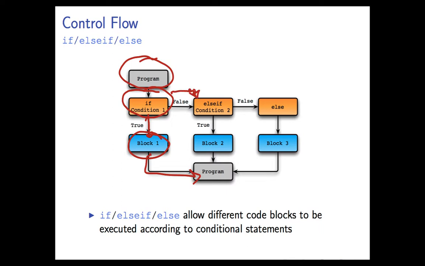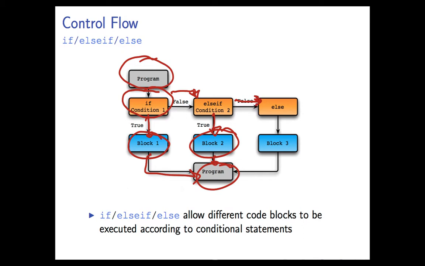If condition 1 is false, we move on to a second condition, condition 2, and that's checked. And if that's true, we move down and we get block 2. Block 2 is executed, and then we move back to the program and continue, and block 3 is never touched. And in that case, since condition 1 was false, block 1 isn't touched.